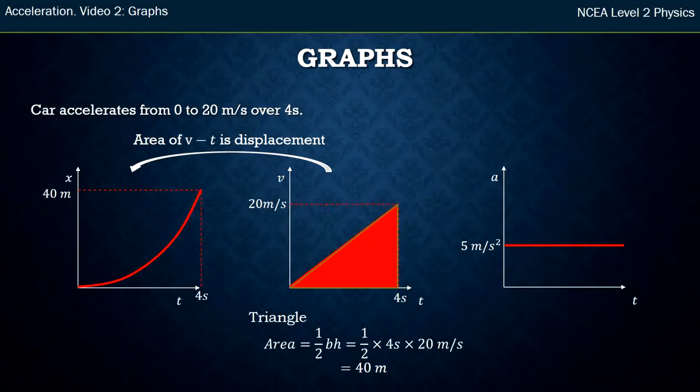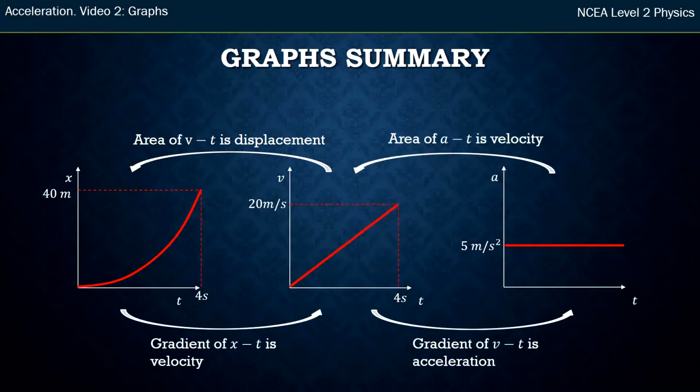I haven't used any equations yet, I've just used the graphs. Very powerful. So once again, you've got your summary. Moving between the graphs, you're either using the gradient of one graph to find the next one, or you're trying to find the area under one of the graphs to move back to the other. In the next video, we'll use the equations to basically solve the same thing.